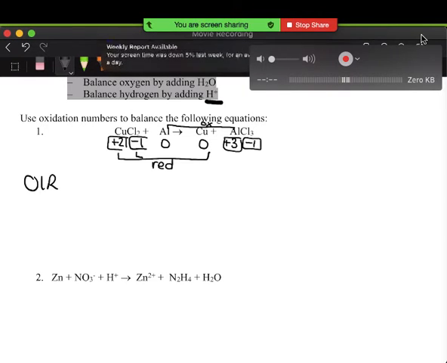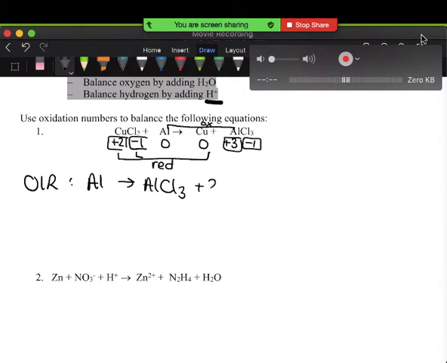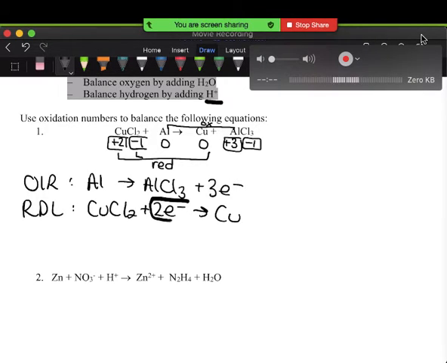So I go OIR. Aluminium goes to aluminium chloride, and there are 3 electrons involved. I do my RDL. I am going from copper chloride plus 2 electrons going to Cu. So we don't have the same number of electrons on both sides here. So I now have to figure out what multiple I can put in so that they will have the same number. If I multiply my top line by 2 and my bottom line by 3, I will turn my electrons into 6 electrons. So now I have 2AlCl3. This turns into 6 electrons. Down here I have 3 copper chlorides plus 6 electrons plus 3 coppers.